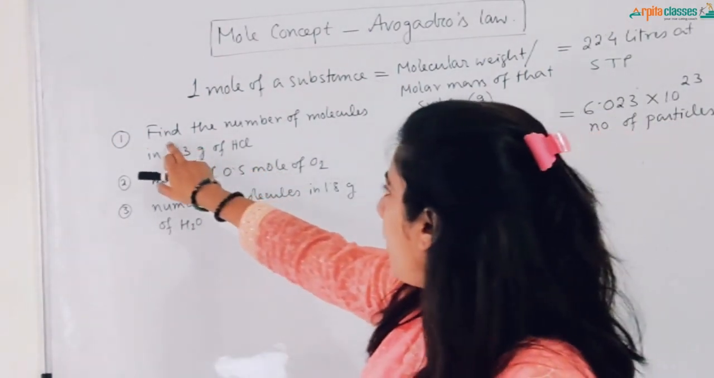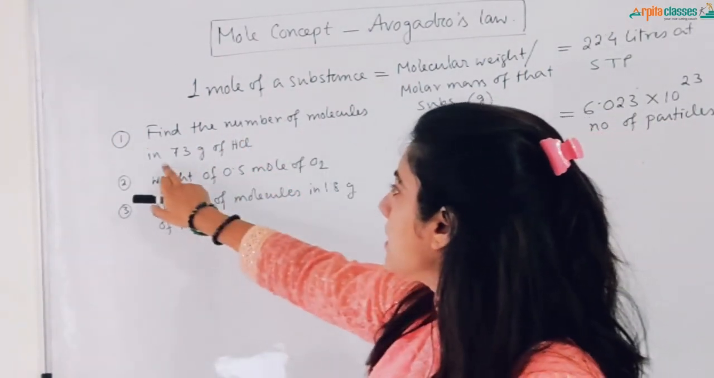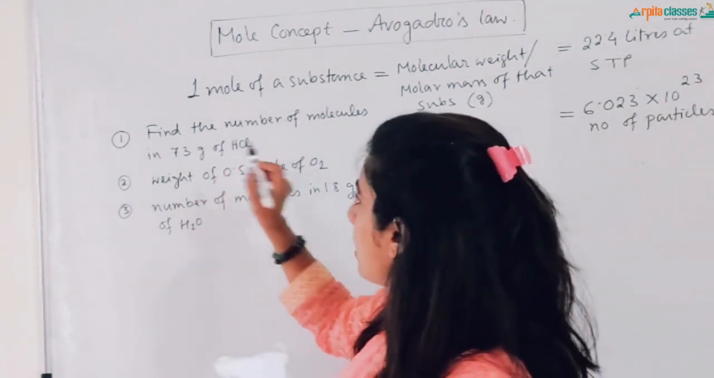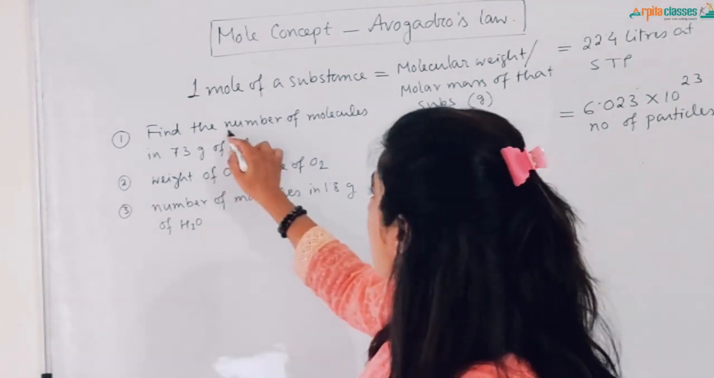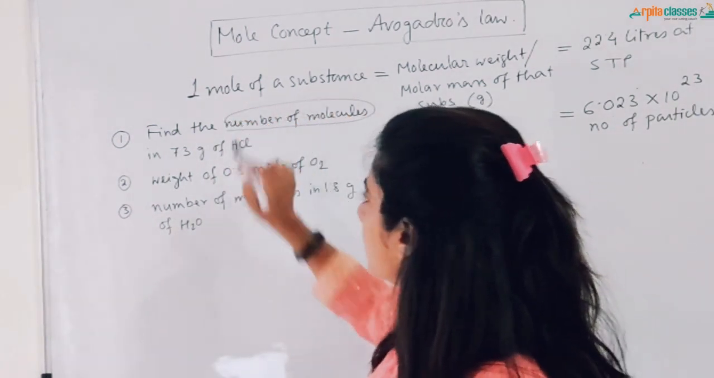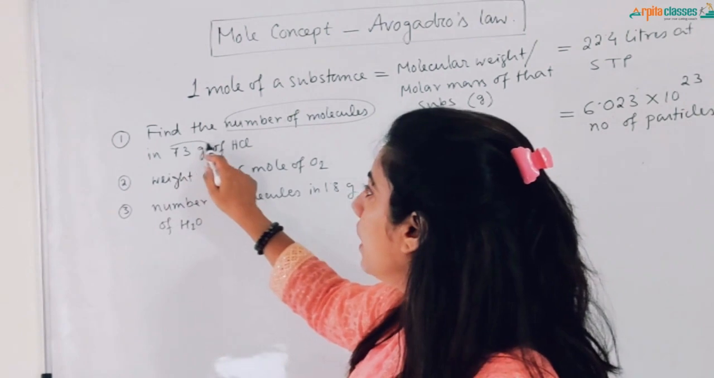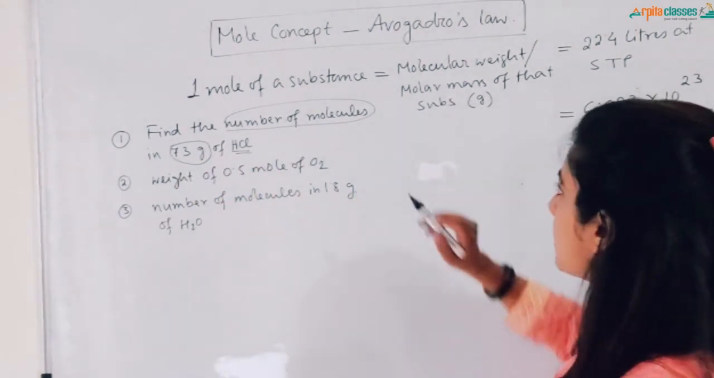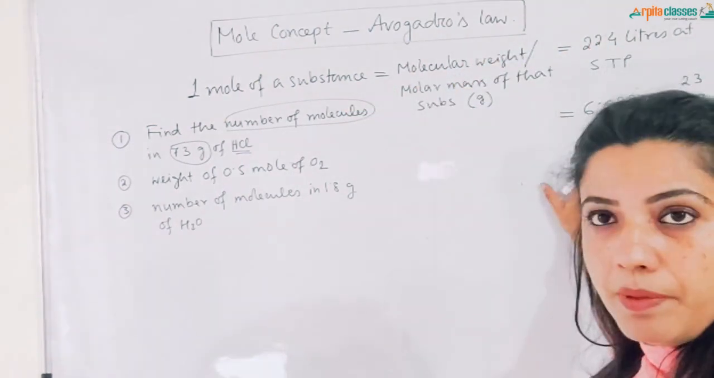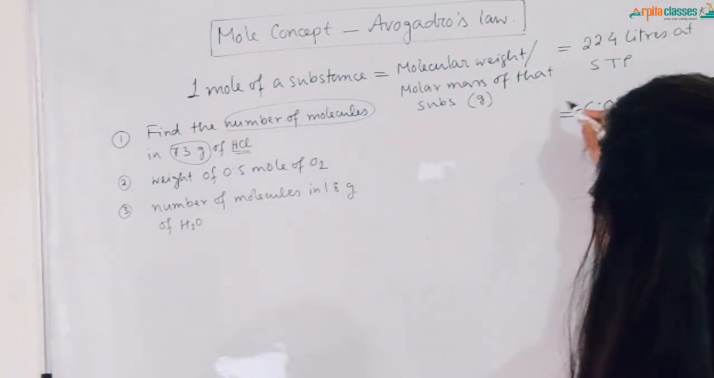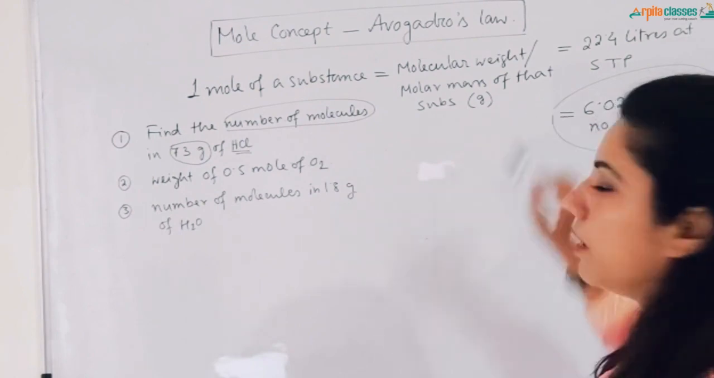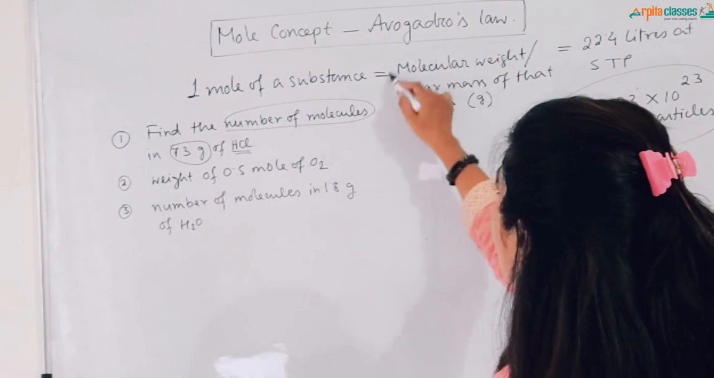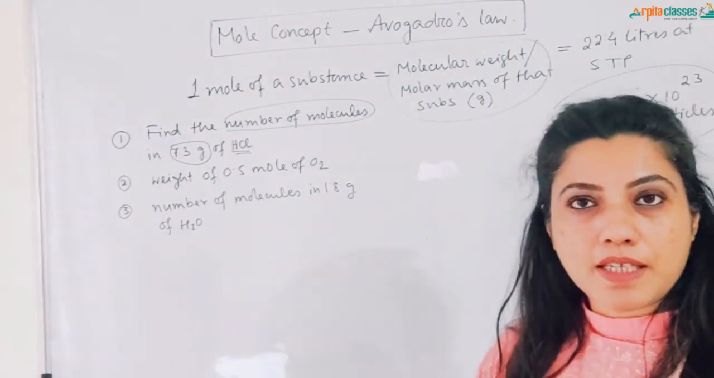See, it is given: find the number of molecules in 73 gram of HCl. Now we need to see what is asked over here. They are asking number of molecules, and what is given is 73 gram of the substance HCl. So now you understand from these 4 relationships, number of molecules is related to Avogadro's number, okay, and 73 gram which is given is related to molecular weight of the substance.